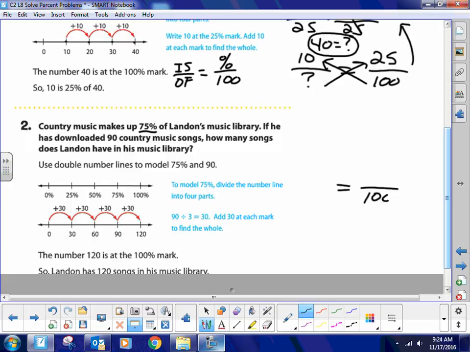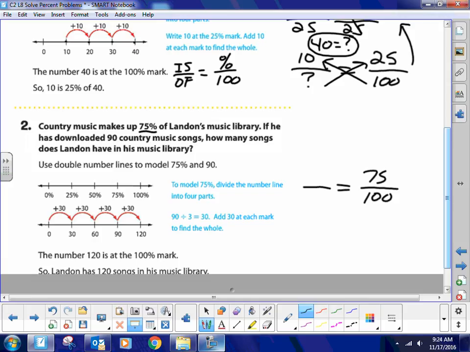We know 100. That's all we know. Okay? We see that the percent is 75. Country music makes up 75% of Landon's music library, so that's 75. Okay? Now we don't know the is or the of. If he has downloaded 90 country songs, how many songs does Landon have in his music library?